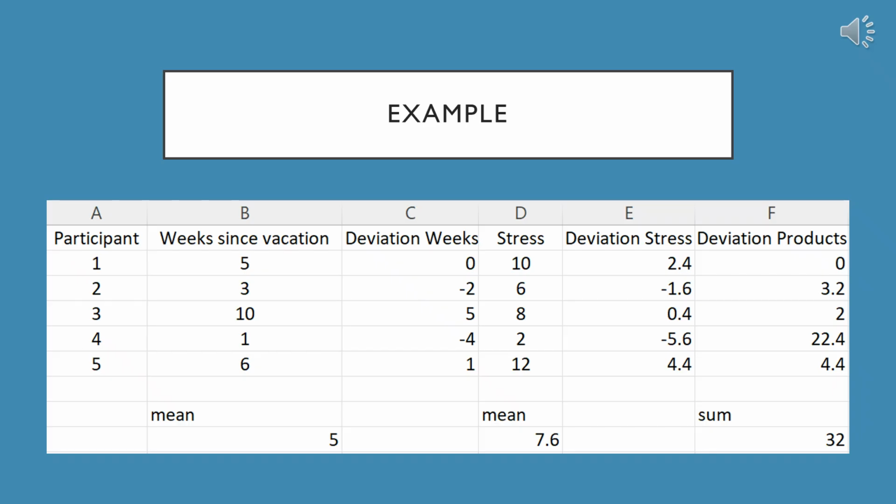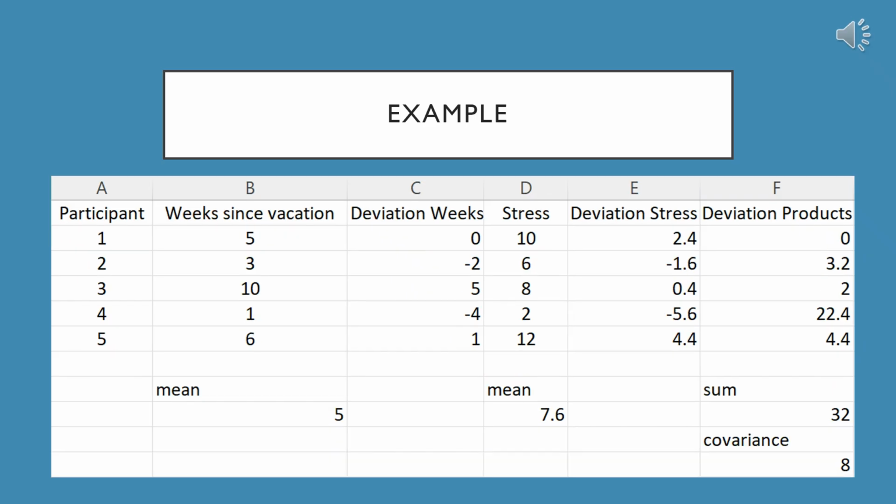And finally, once we have all those deviation products, we need to find the sum of those deviation products. That's the numerator for covariance. So we found a sum of 32. But now we need to divide by n minus 1, the number of people in the sample minus 1. There are 5 people in the sample, minus 1 is 4, so we end up with a final covariance of 8. 32 divided by 4 gives us 8. So that is our covariance.